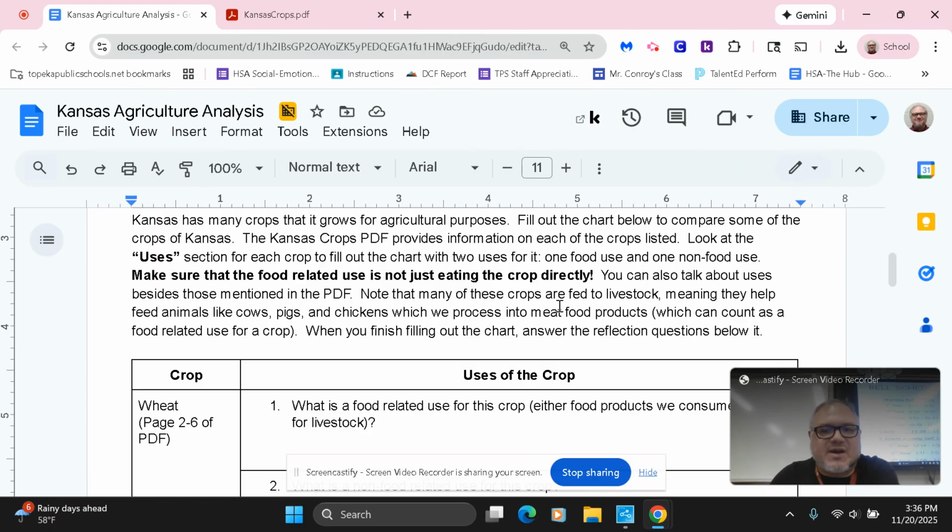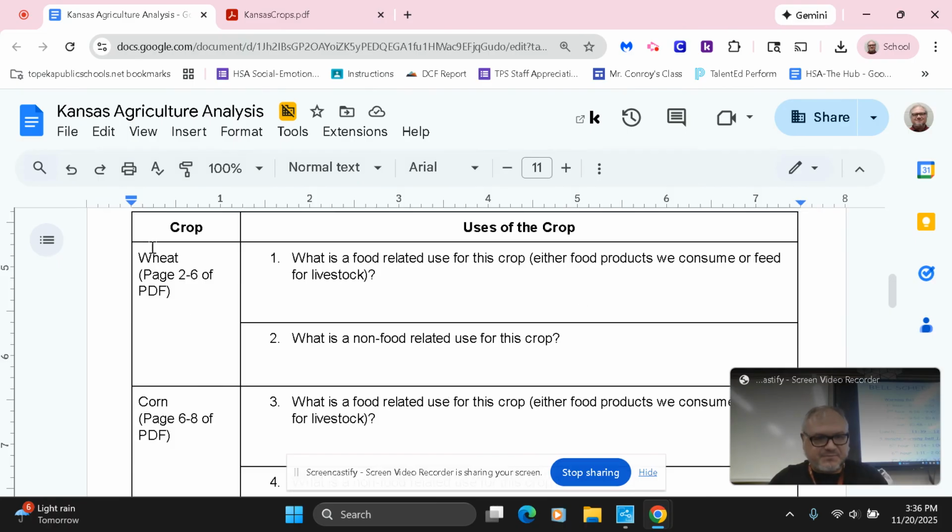Note that many of these crops are fed to livestock, meaning they help feed animals like cows, pigs, and chickens, which we process into meat food products, which can count as a food-related use for the crop. When you finish filling out the chart, answer the reflection questions below it. So for example, here's wheat again, and I mentioned that it's on pages 2 to 6 of the PDF.